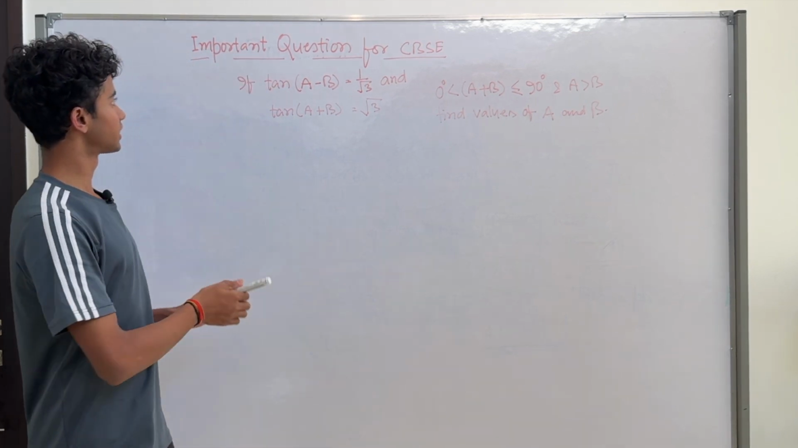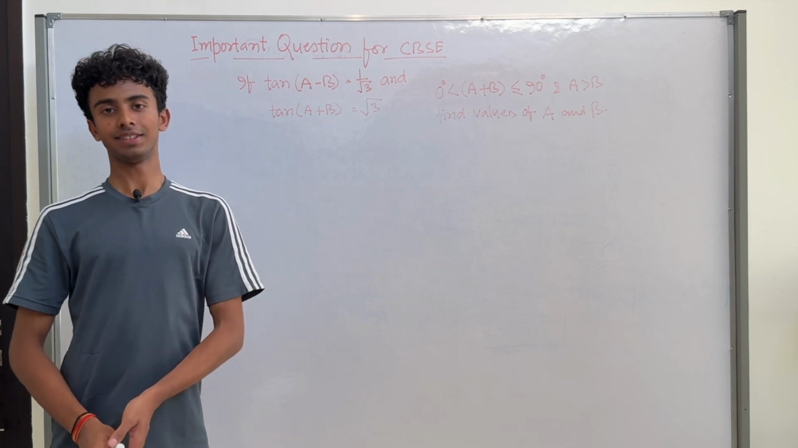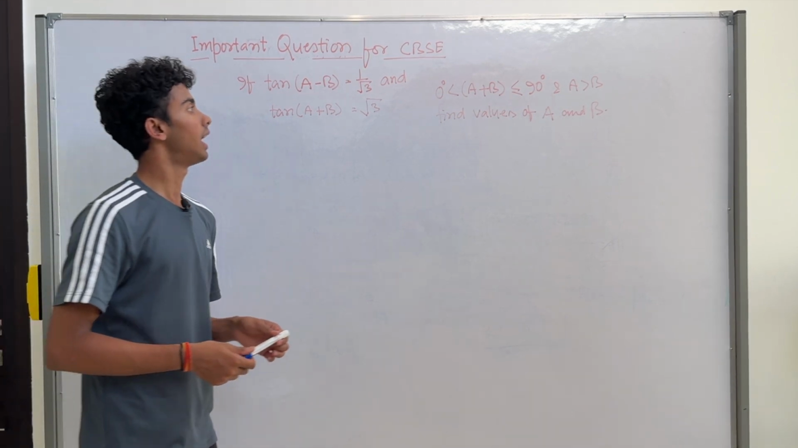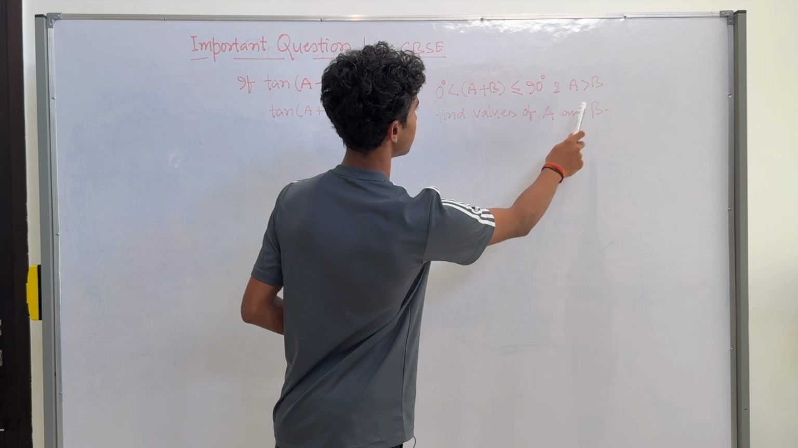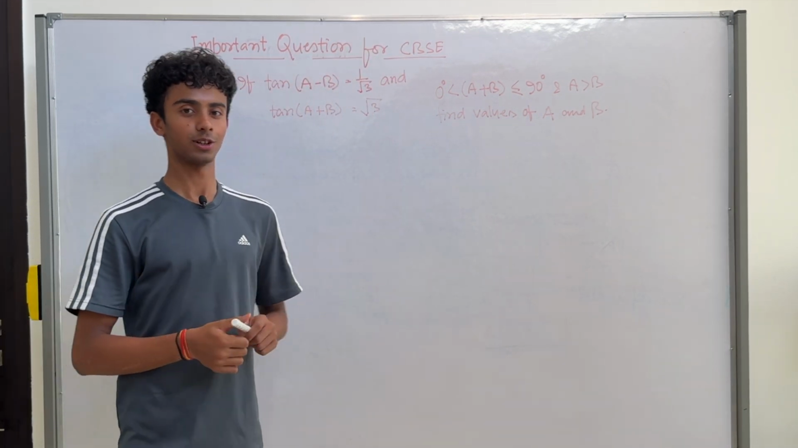Guys, the question given on the board is a simple question of trigonometry as well as linear equations. You will see later why. And we have a condition given here for the values of A and B, which obviously the way I solve is going to obey.